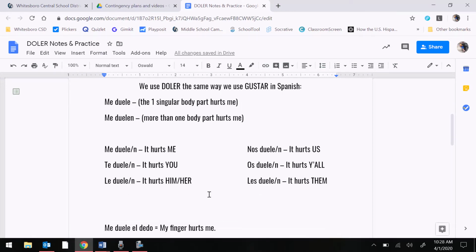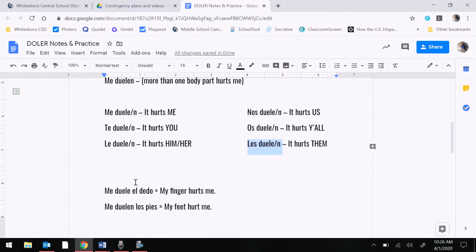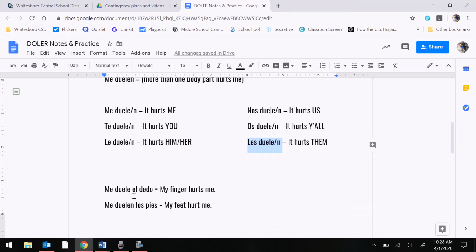Underneath, I'm showing you guys the pronoun that you would put in front. Take note that for él, ella, usted, and for ellos, ellas, ustedes, instead of se, the pronoun is les for ellos and le for singular, okay? And I give you guys an example down here as well. Me duele el dedo, my finger hurts me, versus me duelen los pies, my feet hurt me.